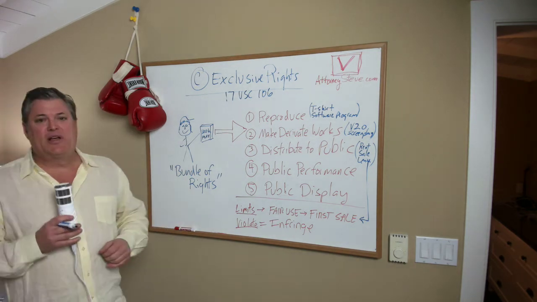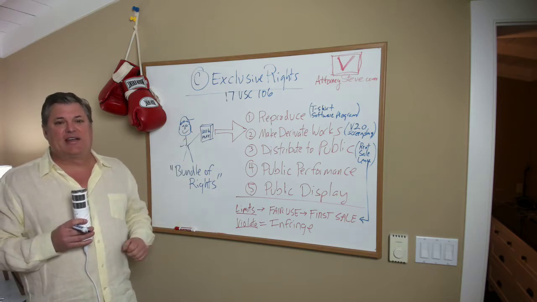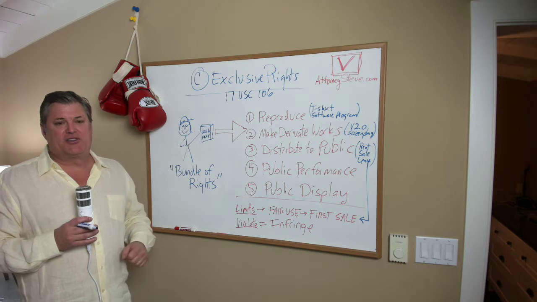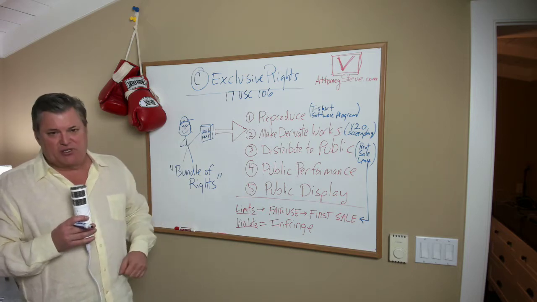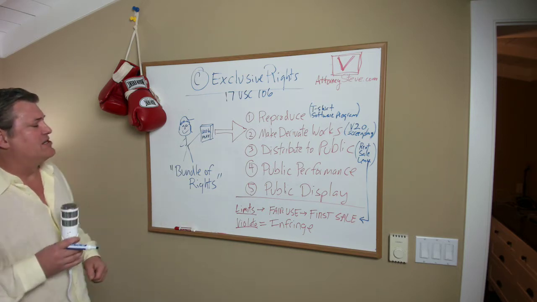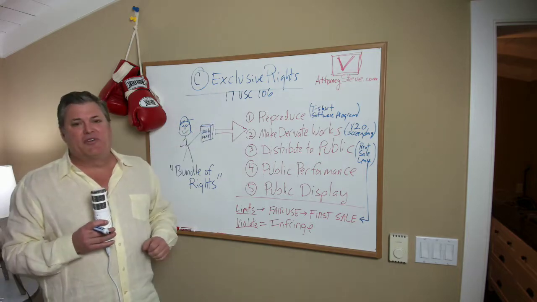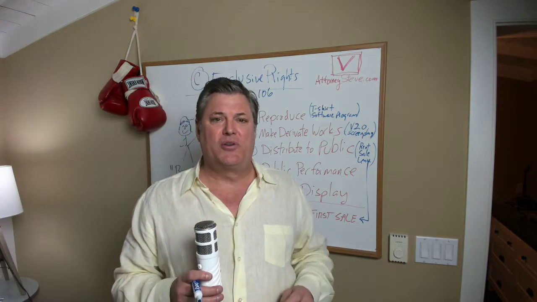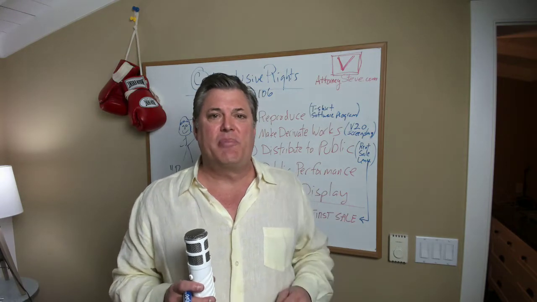What do you get? Well, you get a bundle of rights. This is what we call it, a bundle of rights. Here are your 5 rights that you're going to get, and it is subject to a few limitations. So let's go over these. Number 1, you have the right to reproduce. You have the exclusive right as a copyright holder to reproduce your copyrighted work.